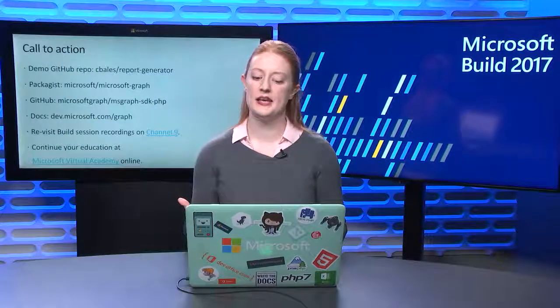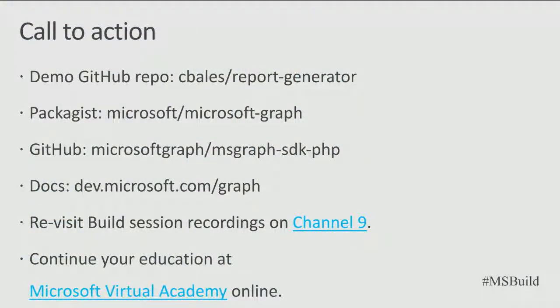So go to the GitHub repo. It's on cbales whack report generator. You can download it, it has the template in there as well as the script, and it'll hit all those different endpoints that we saw. So once you've downloaded it, go to graph.microsoft.com and you can actually see all the different things that you can access through Microsoft Graph. I would encourage you to pick one of those that isn't already in the sample and try connecting to it and then sending that information out into an automated email. That way you get a chance to see how intuitive and easy it is to use Microsoft Graph.